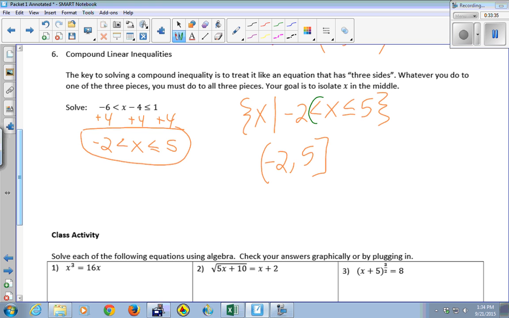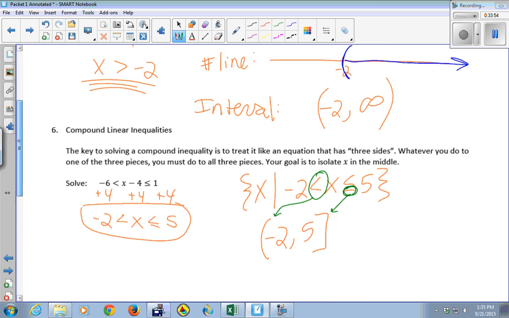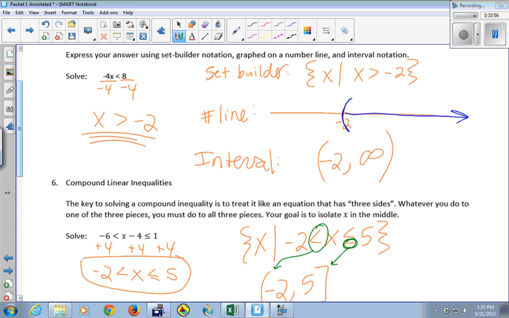Because this was strictly less than, not equal to, so that corresponds to a parenthesis. This one had the or equal to, which means include the 5, so that gets a square bracket. Yeah, Lex? Oh, yeah, I was just, when I shaded the solution, that's when I put the arrow in. Yeah, I guess technically there's arrows for the number line also. Yeah. Doesn't really matter, yeah.